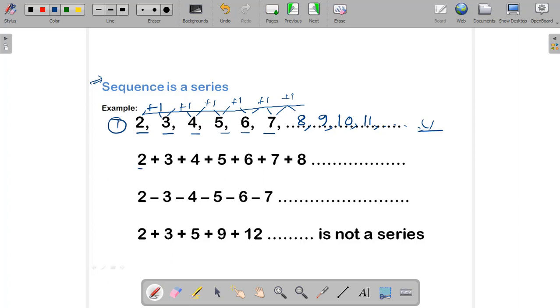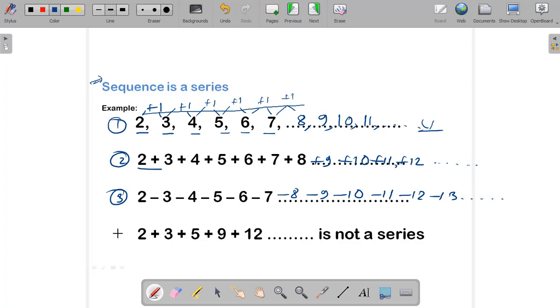Now here we see 2 plus 3 plus 4 plus 5 plus 6 plus 7 plus 8, then we can write plus 9 plus 10 plus 11 plus 12, and so on. This also represents a series. Here you also see this is our second example and it's our third example. You see that it is 2 minus 3. So this also represents a series. 2 minus 3, minus 4, minus 5, minus 6, minus 7, then minus 8, then minus 9, then minus 10, then minus 11, then minus 12, then minus 13, and so on. So these also represent a series.